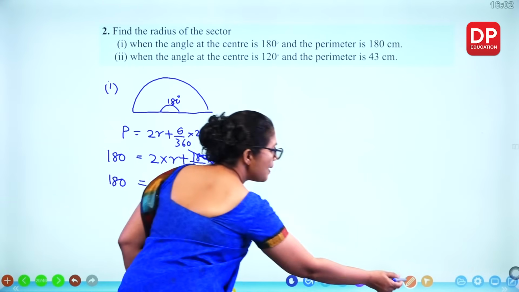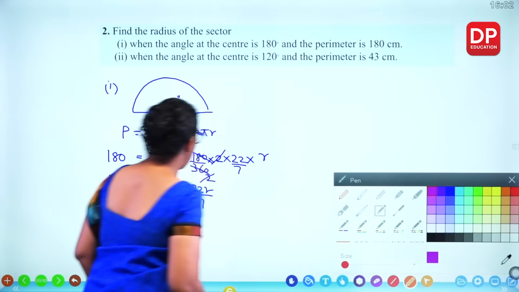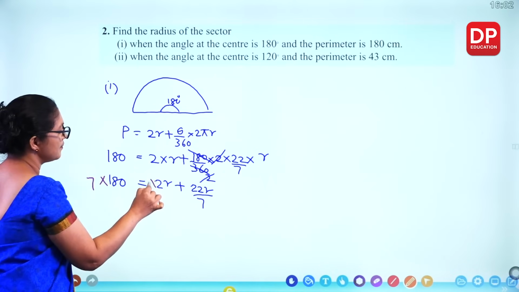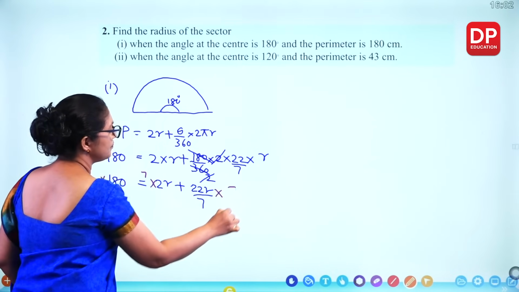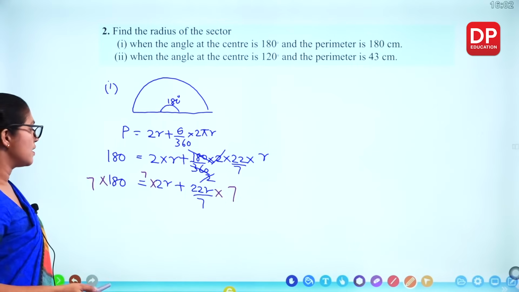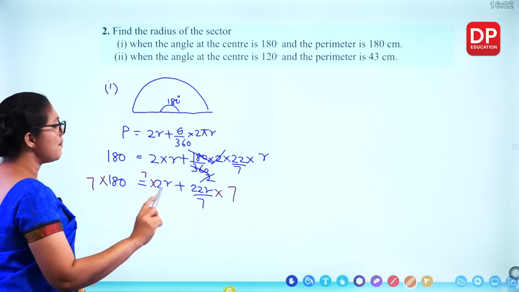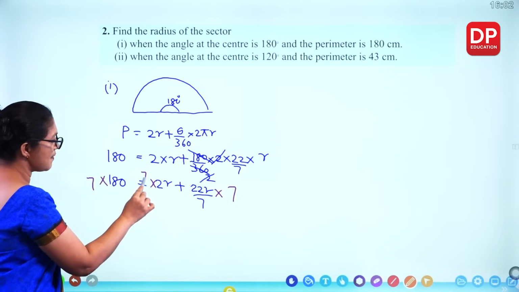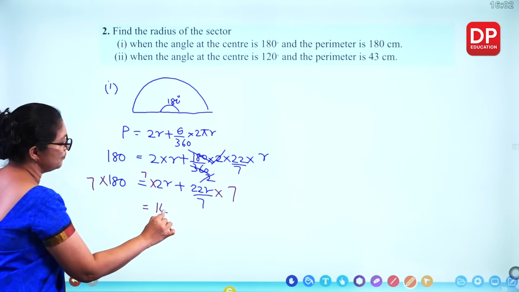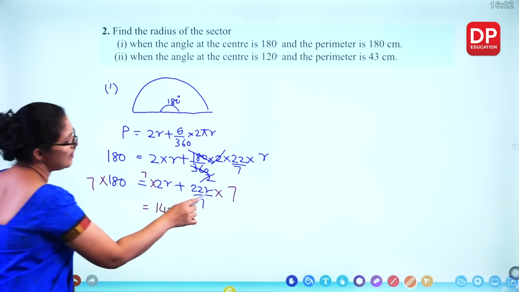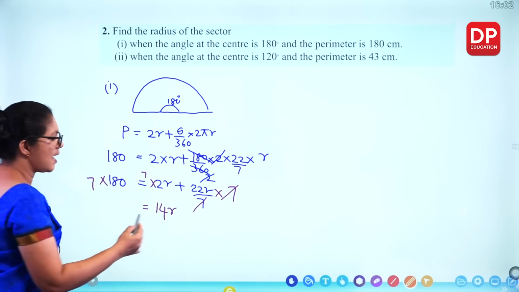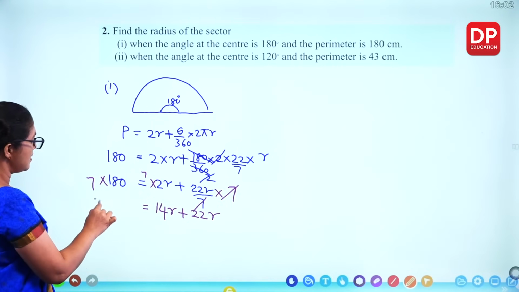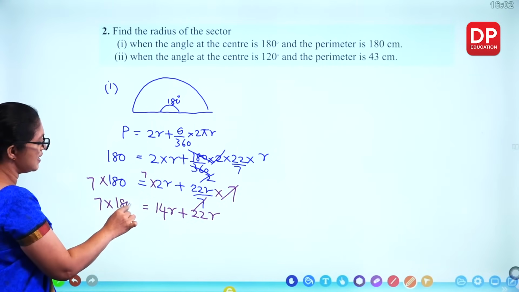I can multiply all these terms by 7, because this is an equation. You can do the same thing for all terms. So what happens here? 7 times 2 is 14r. This 7 and this 7 get cancelled out. You get 22r. Then 7 times 180.